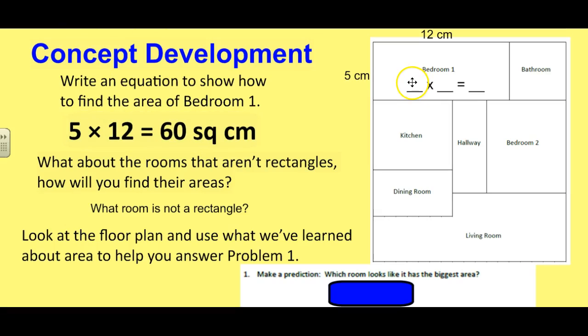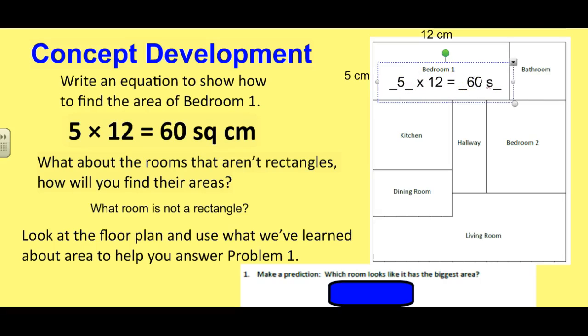Okay, so the equation that you would have done was 5 times 12. Let me get my numbers smaller. So right here I was expecting a 5 and then a 12. And that was equal to 60. So the area of bedroom 1 is 60 square centimeters.